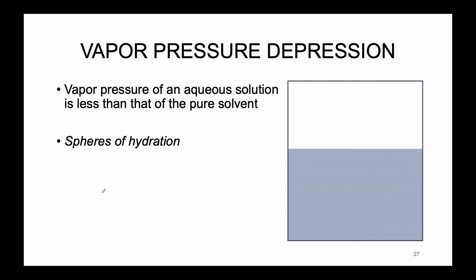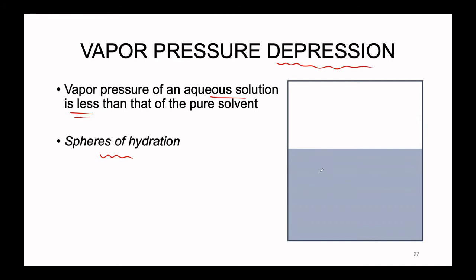The next colligative property that we have to introduce is known as the vapor pressure depression. In much the same way that we've already seen boiling point elevation and freezing point depression, the vapor pressure of an aqueous solution is going to be less than that of the pure solvent, hence why we call this also vapor pressure depression. The vapor pressure decreases for the exact same reason that the boiling point elevates and the freezing point depresses as well. The presence of our spheres of hydration are going to keep the solvent in place.